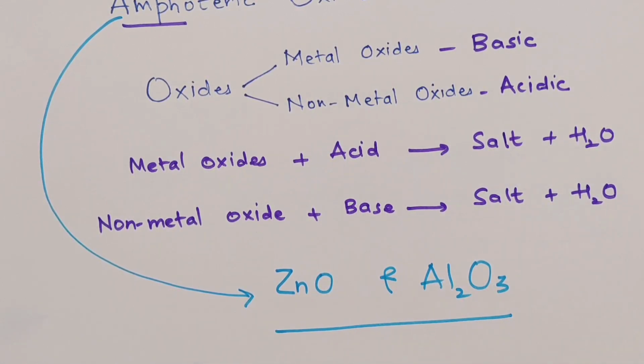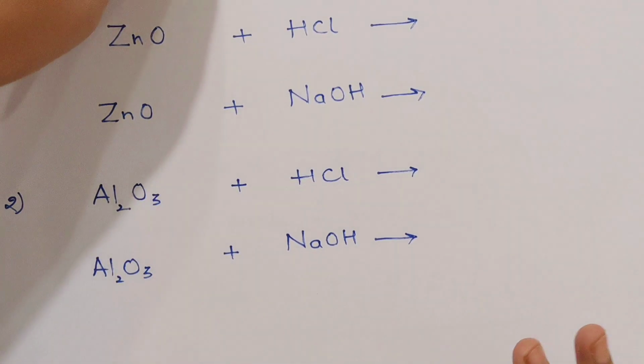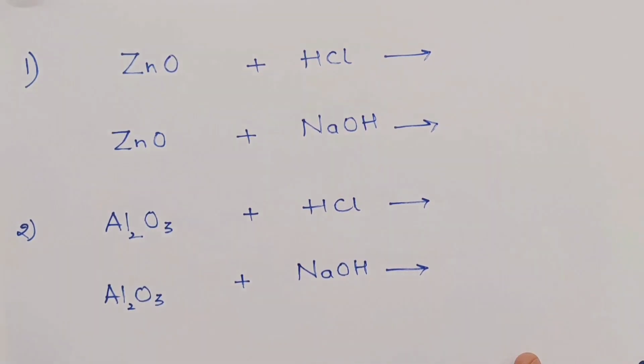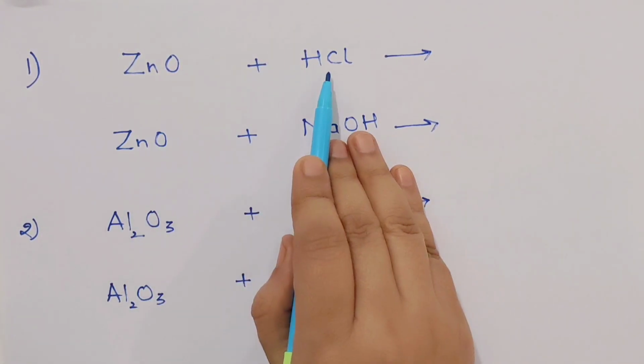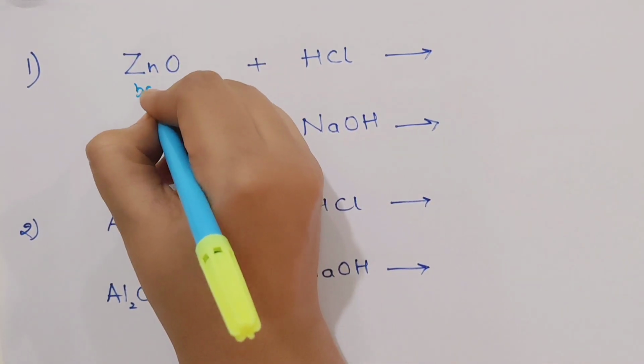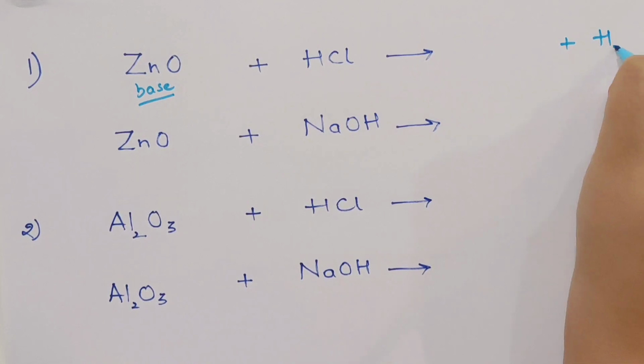Since they're amphoteric, they are going to react with both acids and bases. So let's see. The first reaction is between zinc oxide and HCl. Now, since it's acid, this is going to be base. Acid plus base gives you salt and water.